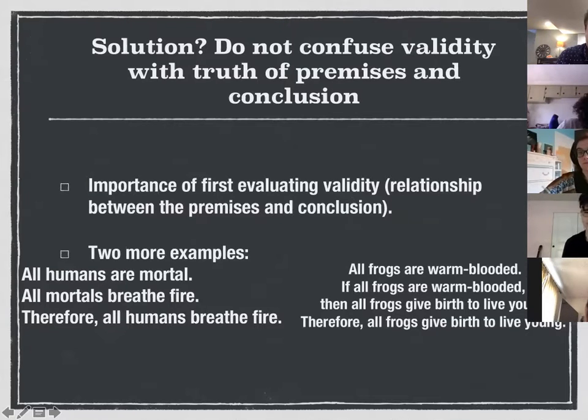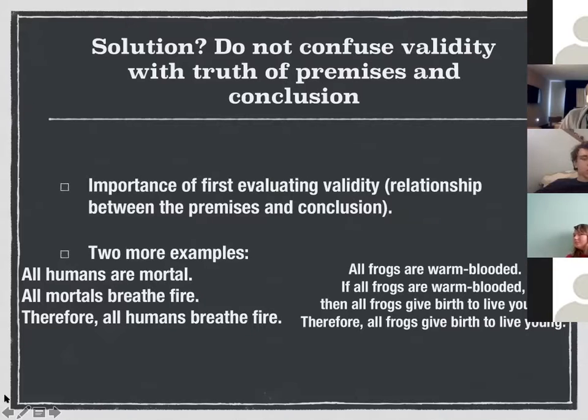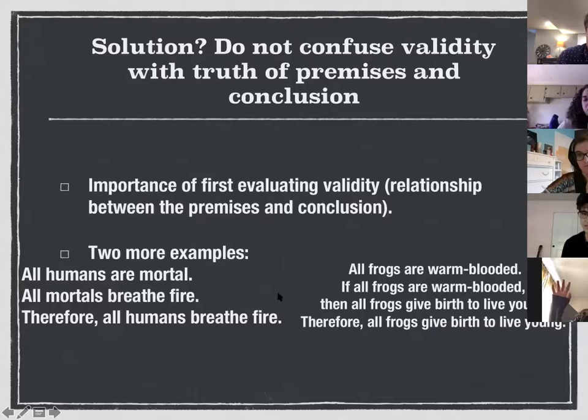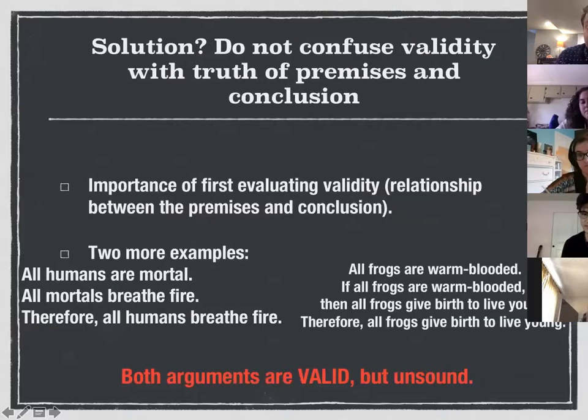What about the second argument? All frogs are warm-blooded. If all frogs are warm-blooded, then all frogs give birth to live young. Therefore, all frogs give birth to live young. Who thinks this is valid? Raise your hand. Okay, some of you do, but not too many. Okay, so in fact, both of these arguments are valid. They're both valid, but they both involve false premises, right?